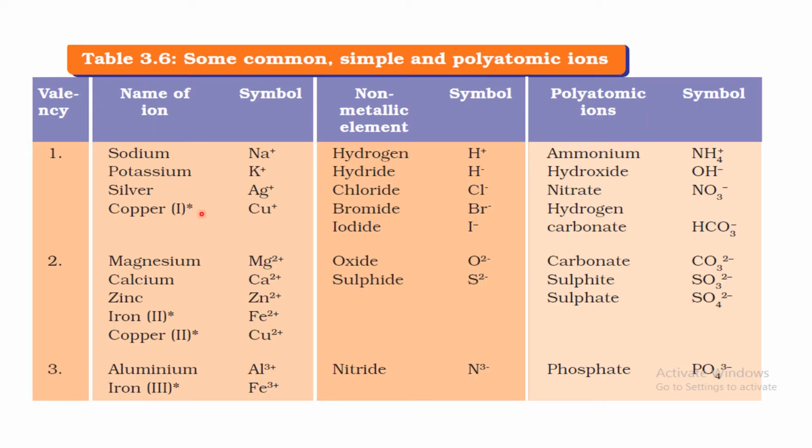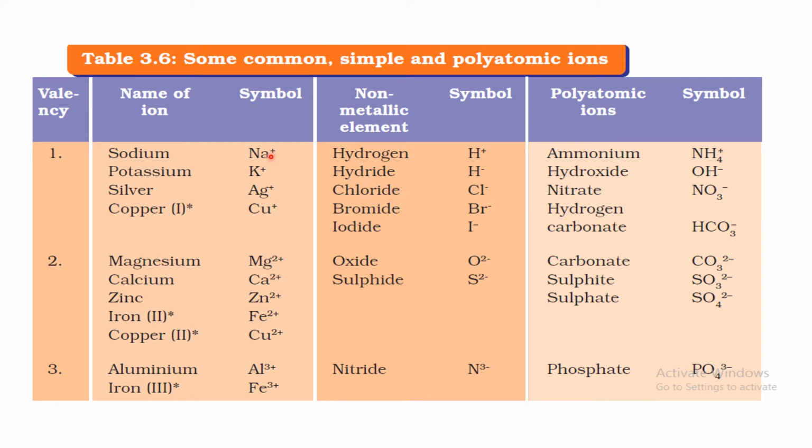Let's see this table. This is a very important table. You have to learn this table very well because you should know what the charge is on a particular element or a particular polyatomic ion. A polyatomic ion is a group of atoms which has a charge. So here we can see sodium, Na plus, is positively charged, it has 1 plus charge.